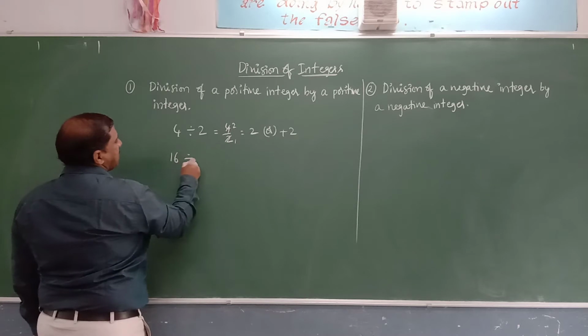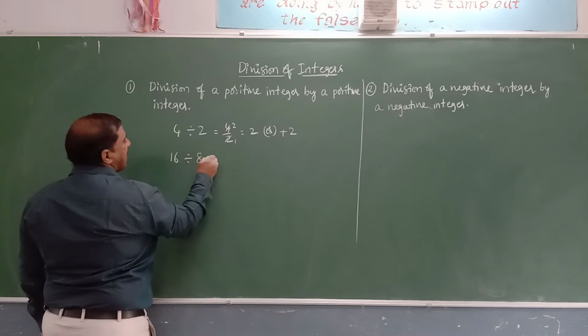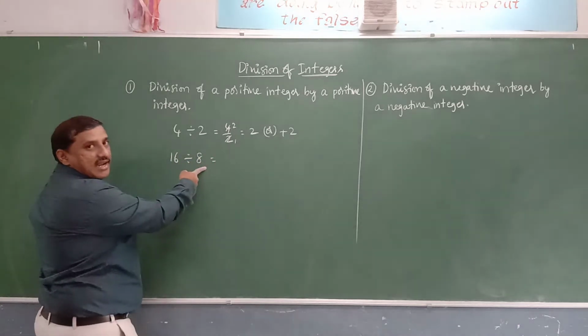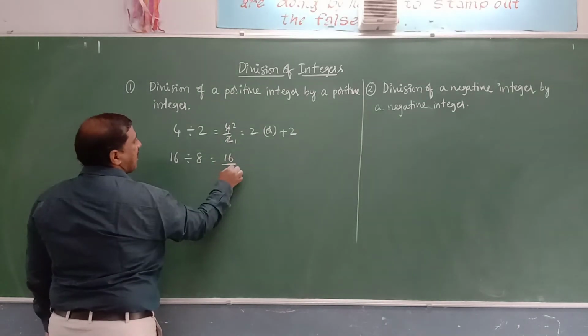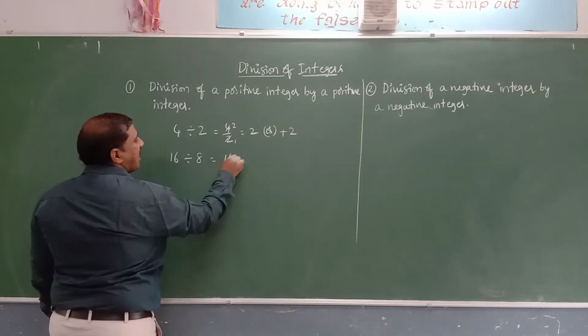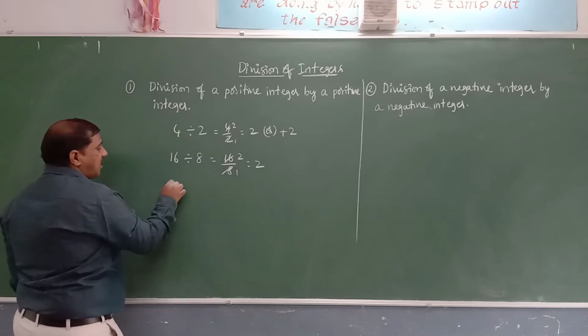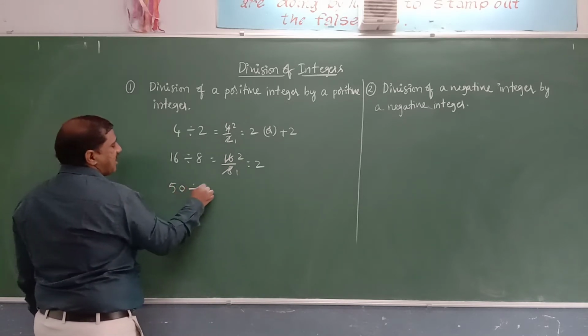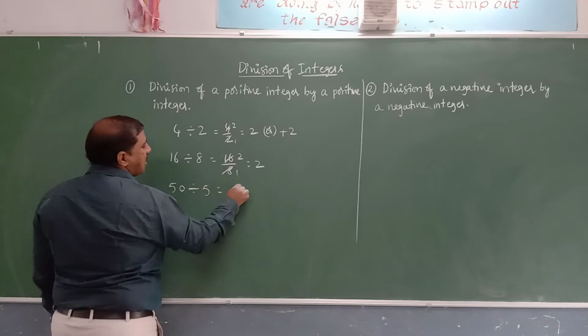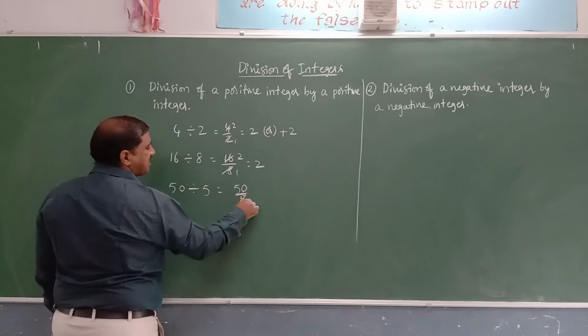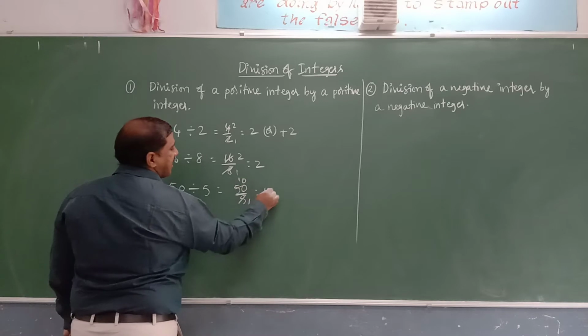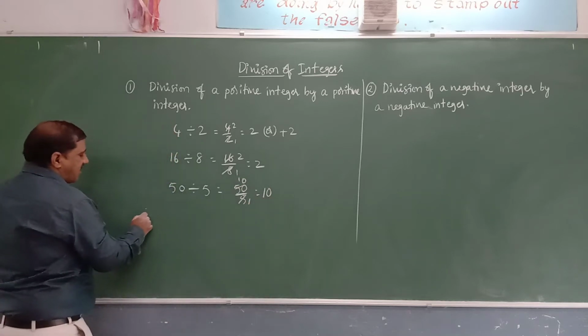Then you take some more examples. 16 divided by 8. So what do we get? 8 ones are 8, 8 twos are 16. We got 2. Or you take 50 divided by 5. 5 ones are 5, 5 tens are 50. We got 10. So what can we conclude from here?